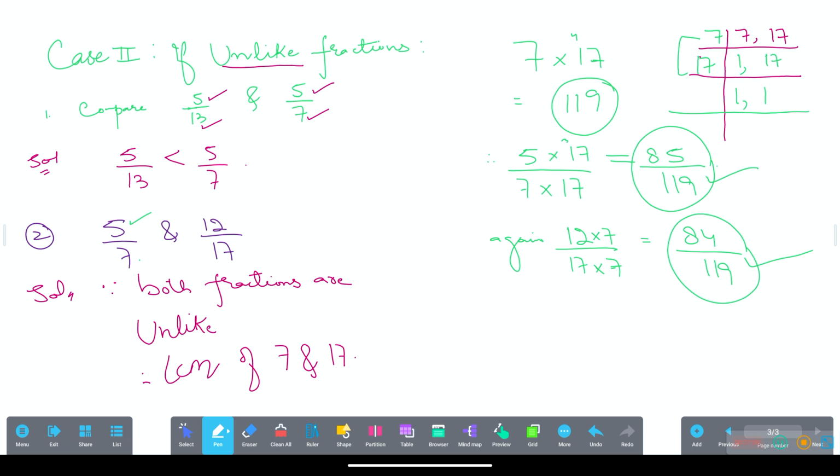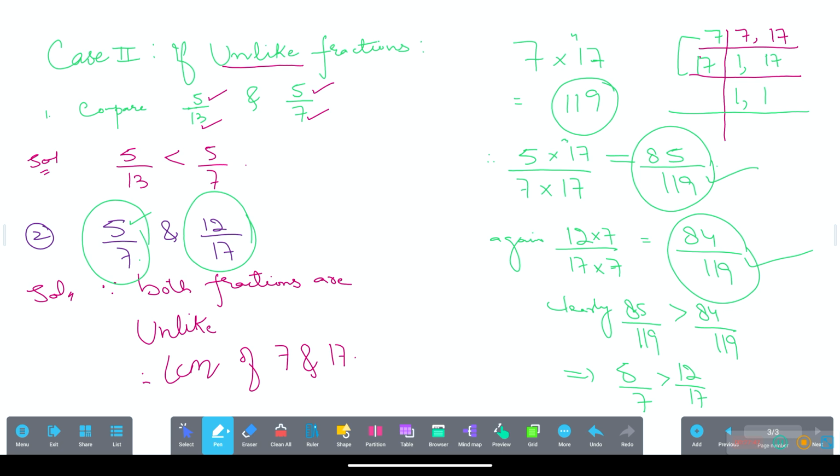Now among the two, clearly 85 by 119 is greater than 84 by 119. Why? The denominator is the same, so the one with the greater numerator is the greater fraction. But what is 85 by 119 actually equal to? It was actually 5 by 7. So 5 by 7 is greater than 12 by 17. So we came to know that 5 by 7 is greater than 12 by 17, which we wouldn't be able to calculate without making them like.